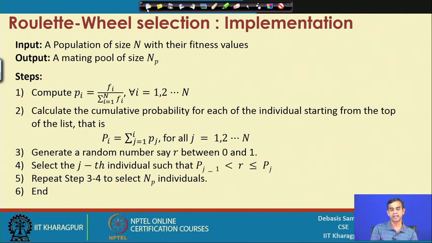Okay, so the idea is like this: we have to calculate the fitness score fi for each individual, then calculate the probability of selection pi for each individual, then the cumulative probability, and then generate a random number r between 0 and 1. Based on the random number r, we have to decide the jth individual for the selection.